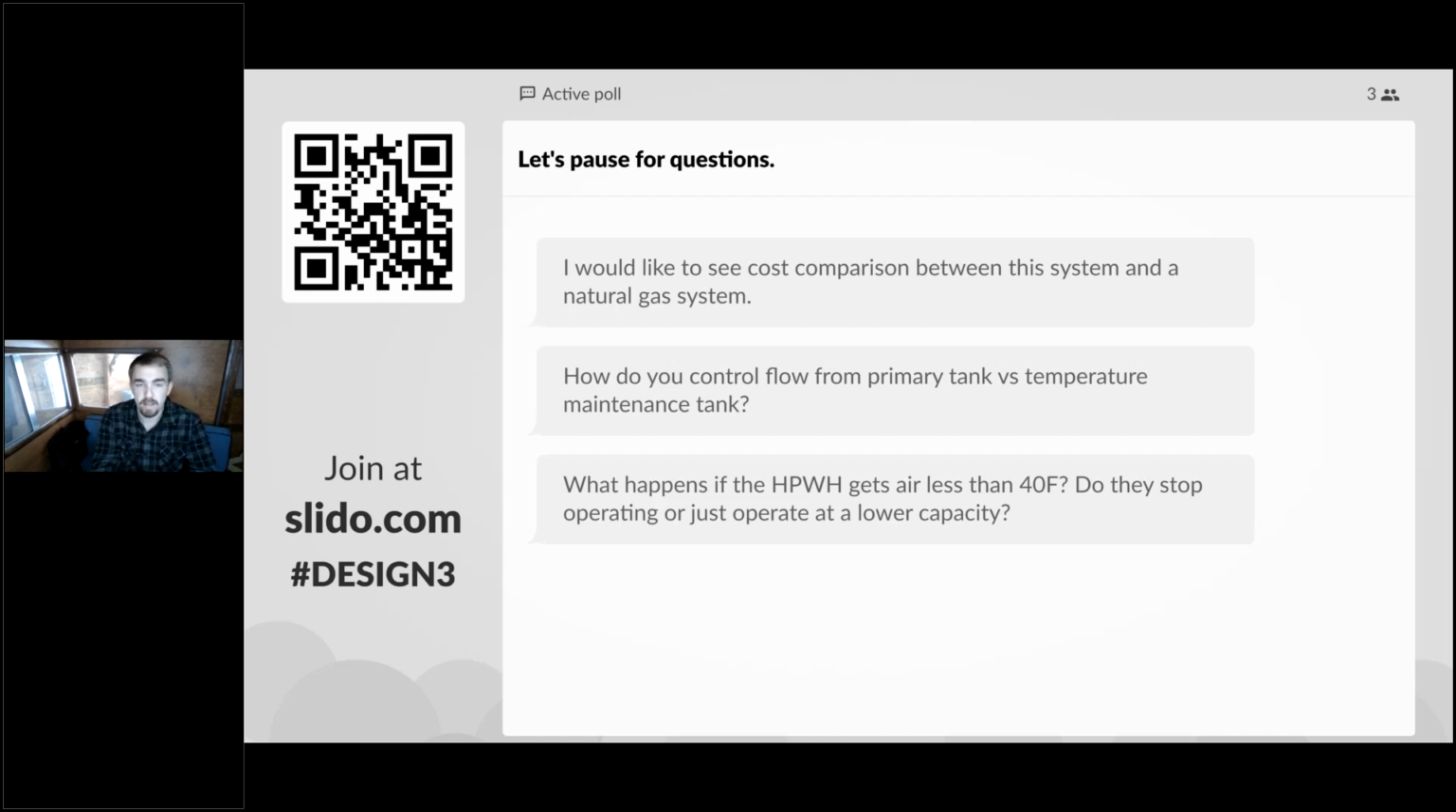Other heat pumps may handle lower temperatures a lot more easily. They will still operate at a reduced capacity because it's harder to take that heat out of the air.